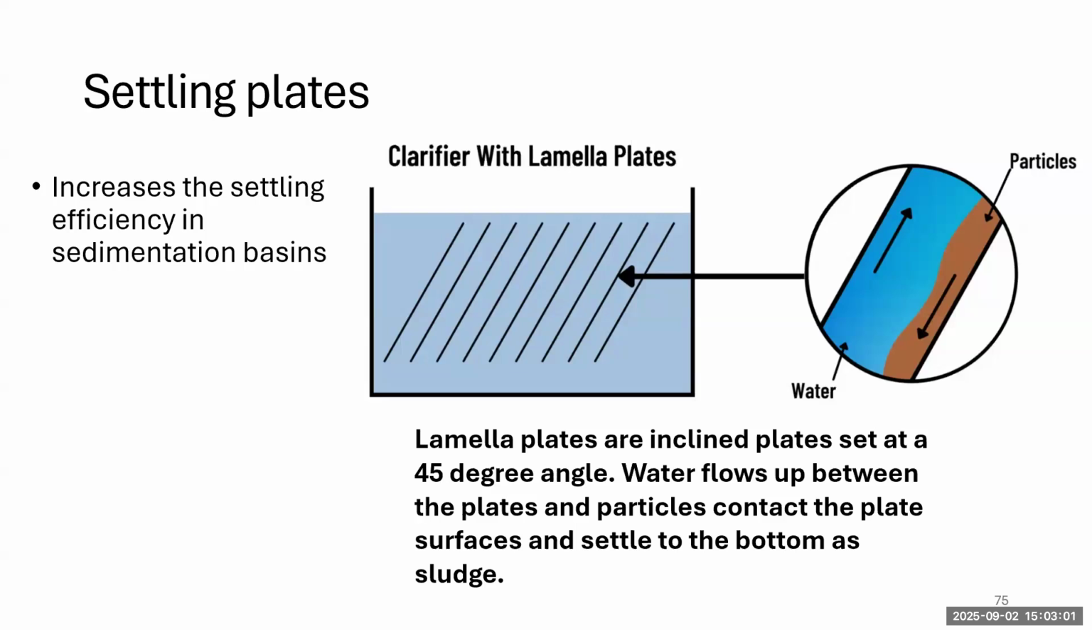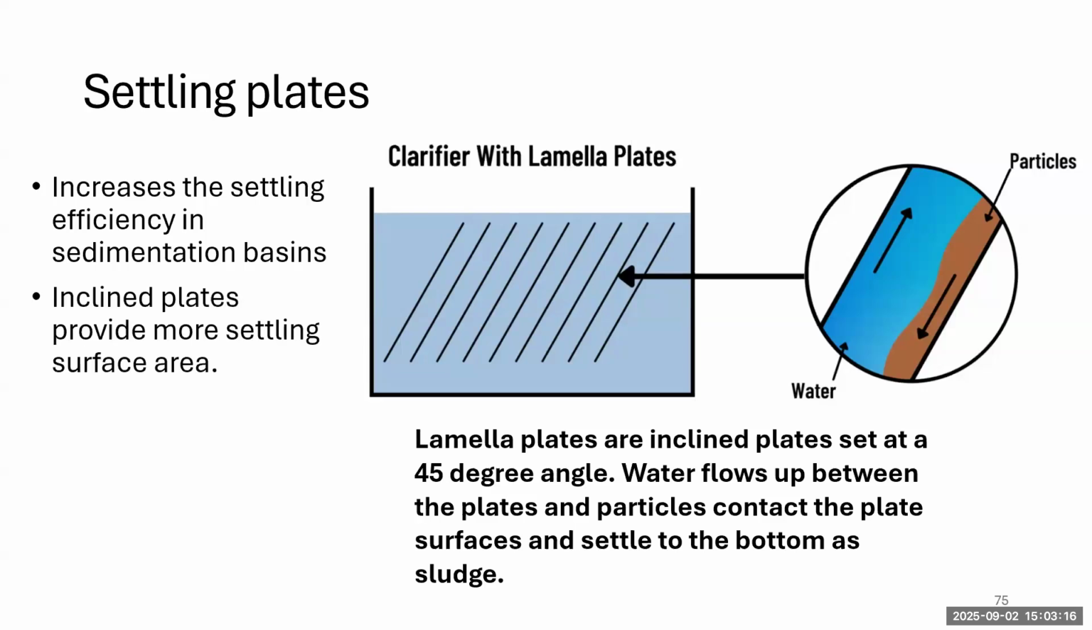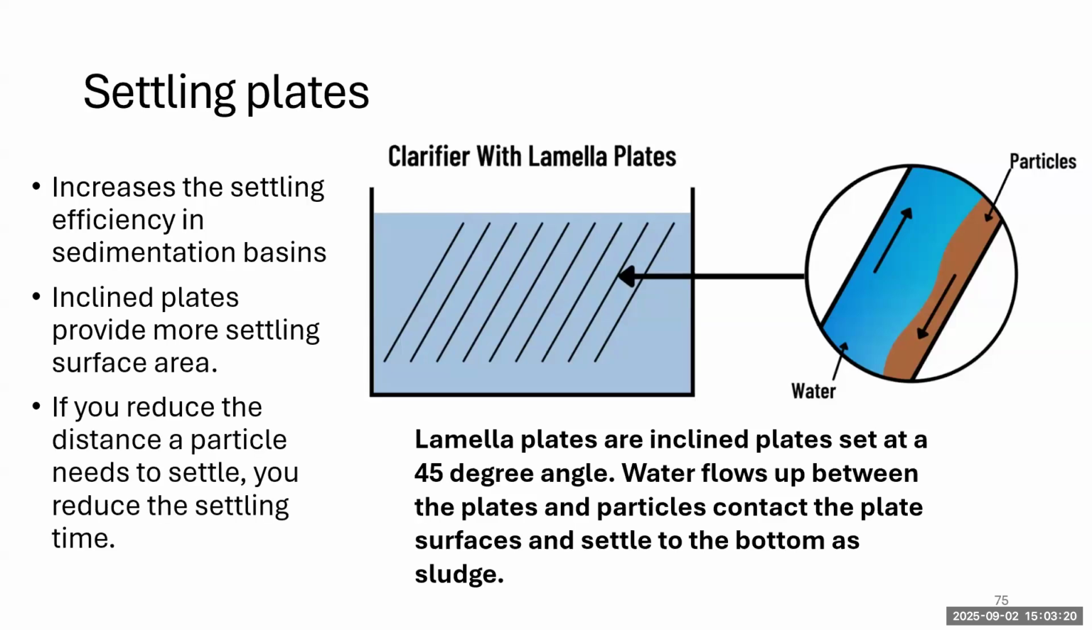But basically the water flows up through these, and the particles in the water are able to contact the plates, and it causes them to settle. They run out of room to roam, basically. And it's usually described as adding more surface area. But when you add these plates, these settling tubes or settling plates, you reduce the distance that the particle has to travel until it settles.